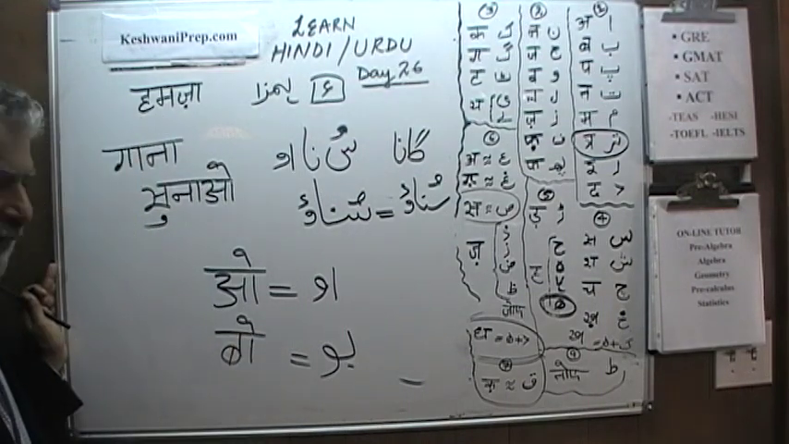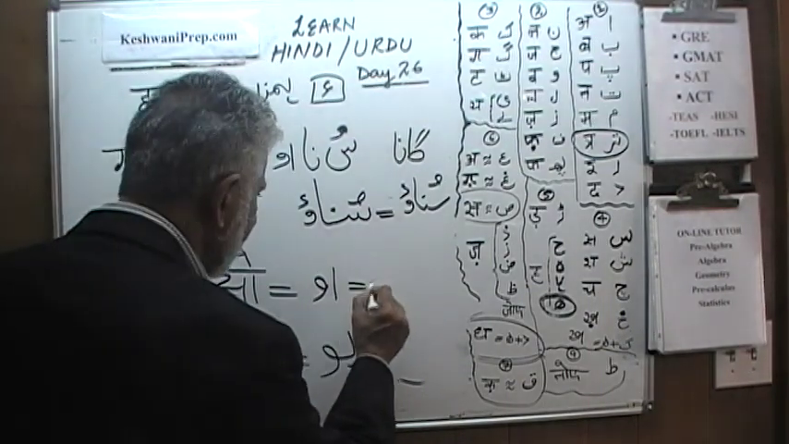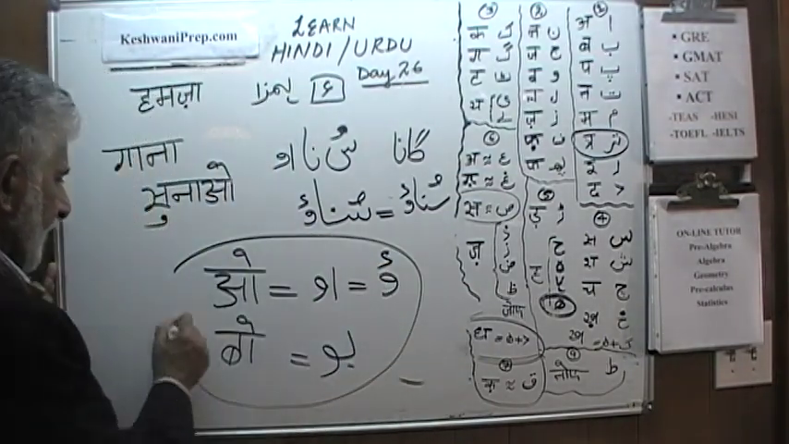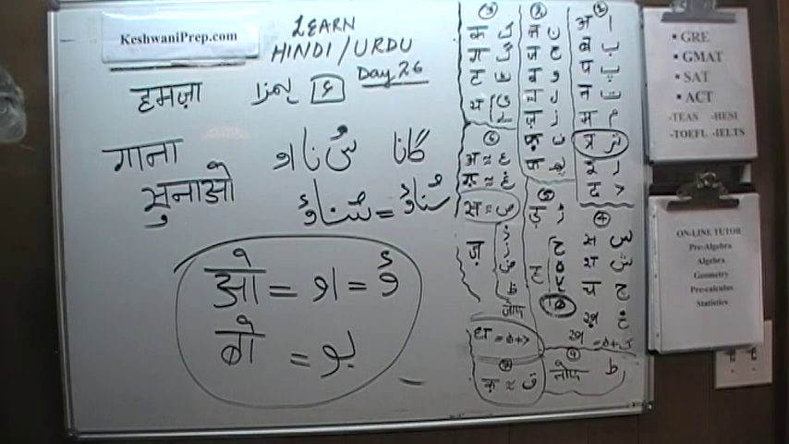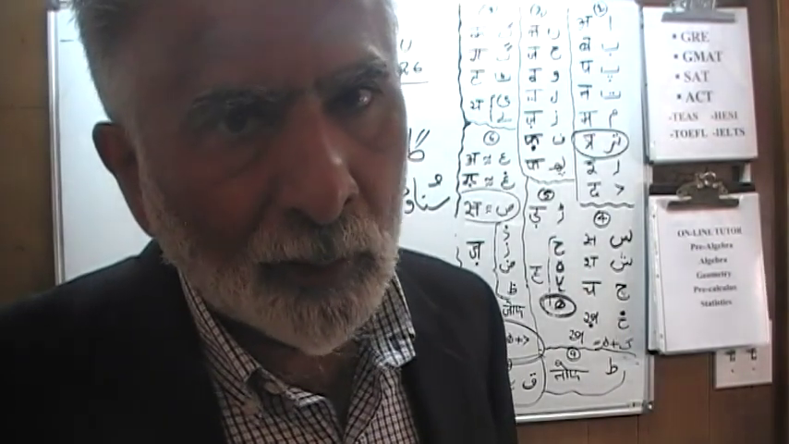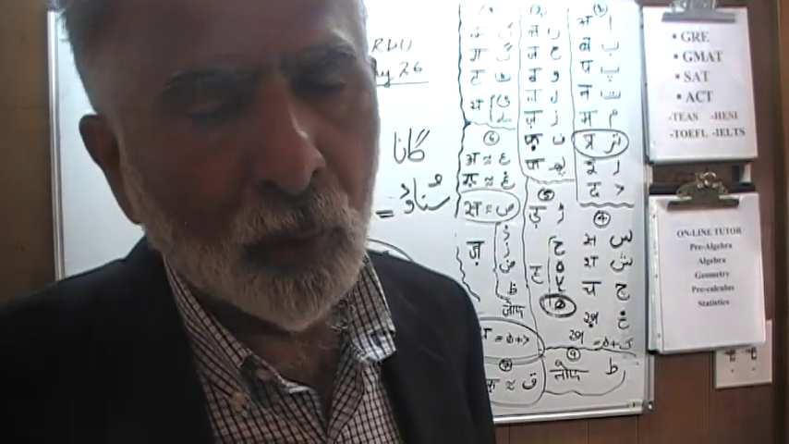We do not write alif and a vowel, we write it like this. Alif goes away and you put a vowel and a hamza. That's what you have to understand here. And if you understood that part, then you have already won. Then you have already won one third of the battle. One down, two to go.